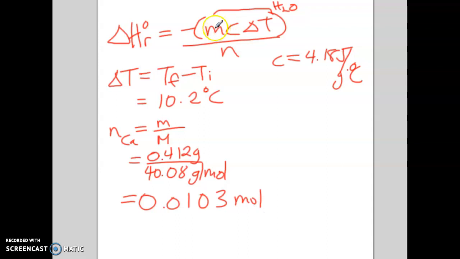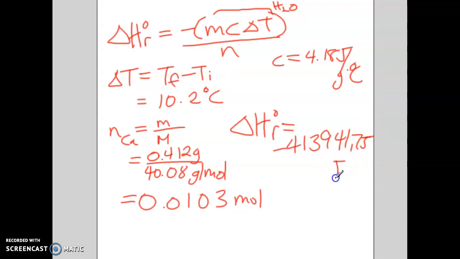So the mass is going to be the mass of water. The C is the heat capacity of water. The delta T we calculated is the change in temperature of water. We're going to take the negative of that and divide it by the moles of calcium. So you should get a delta H_R value being negative 413,941.75 joules per mole. Okay.